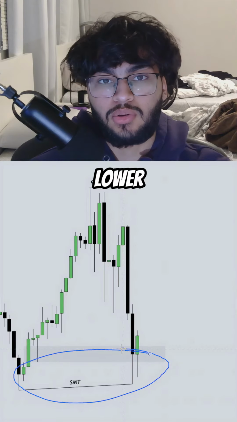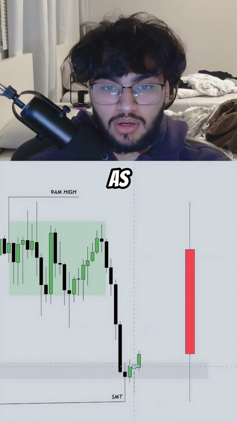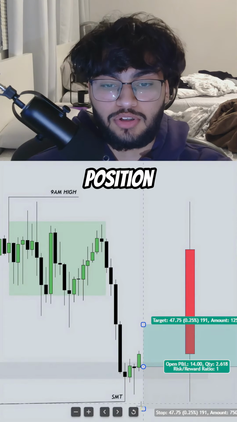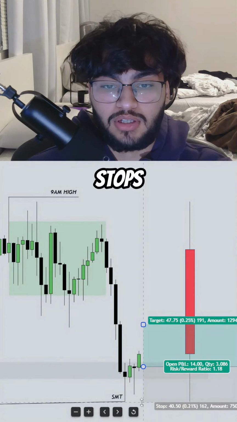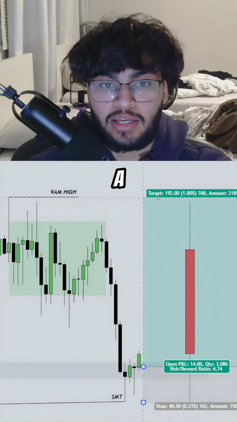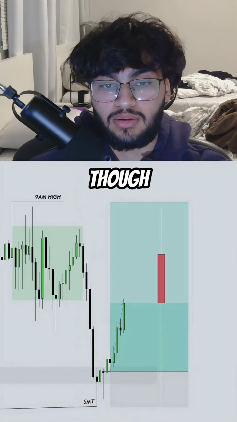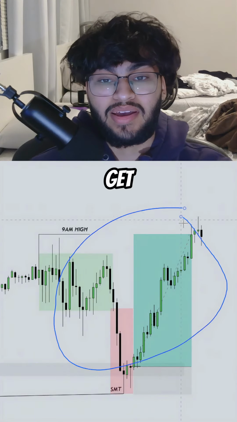So now we can go down to the lower time frame and look for a change in the state of delivery. And as you can see, we got a nice change in the state of delivery off this low right here. So all that's left is taking a position off this change in the state of delivery level. We keep our stops at the SMT protected low and target this 9 AM high, completing the market maker model. We get tapped in right there, and we can see how this plays out. And boom, you can see we get a nice 5-hour trade.